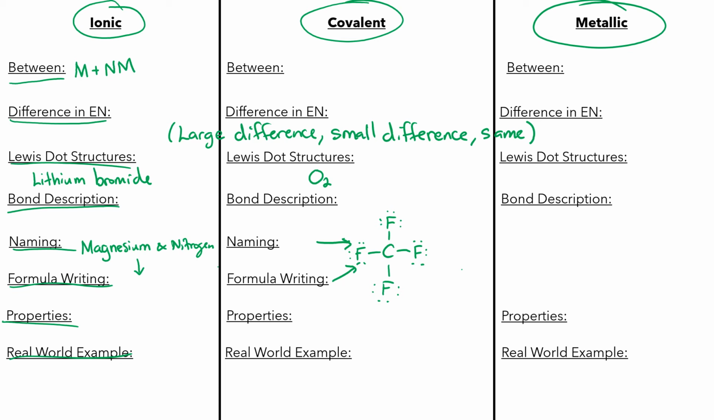Then the next section would be properties. Describe properties of each. Be sure to include at least melting point. And this is for all three of them: melting point, solubility, and conductivity.